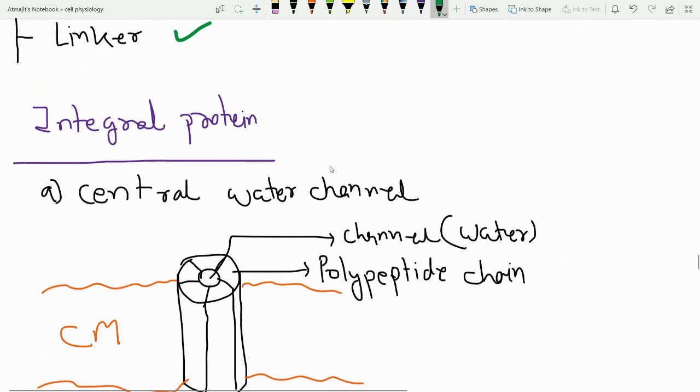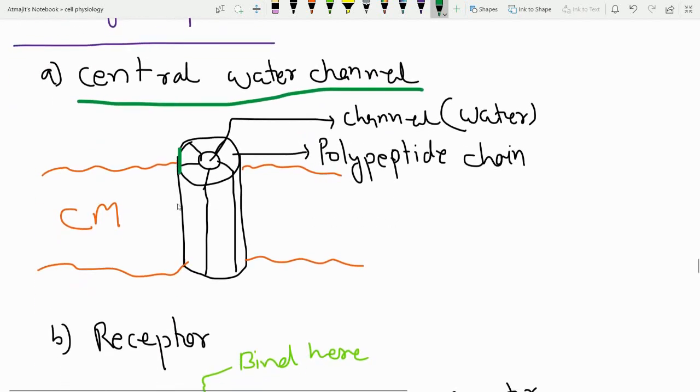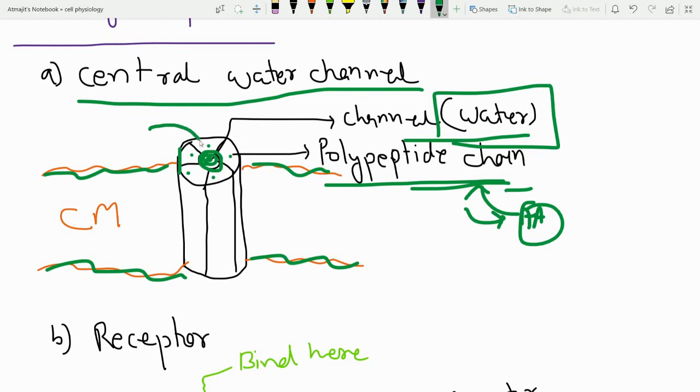Let's learn first about integral proteins, starting with the central water channel. The central water channel is one protein structure. These are the cell membrane layers. Here the inner gap is filled with water, and these structures are polypeptide chains composed of amino acids. Lots of amino acids form a polypeptide chain, which folds into a structure and creates a water-filled channel. Any compound can move from here to here into the cell.